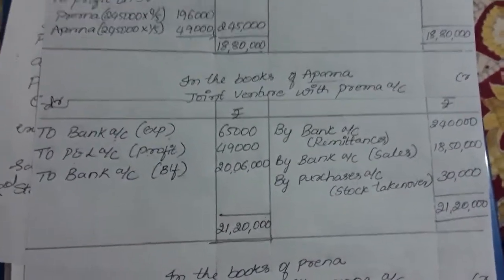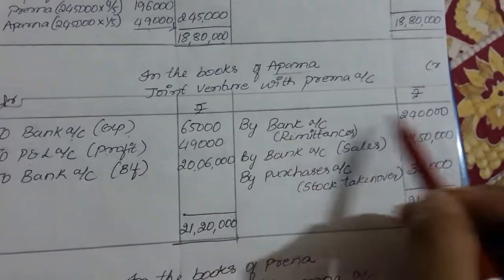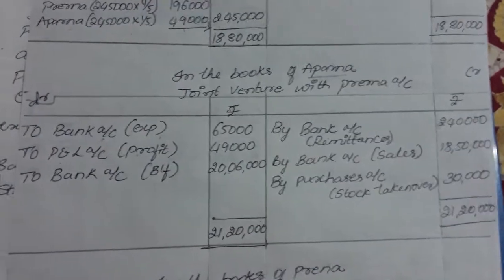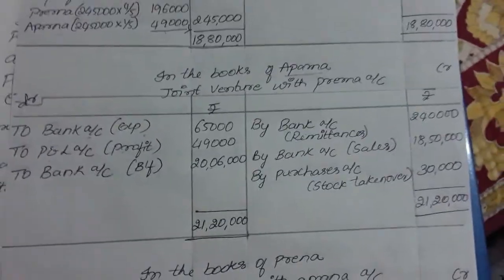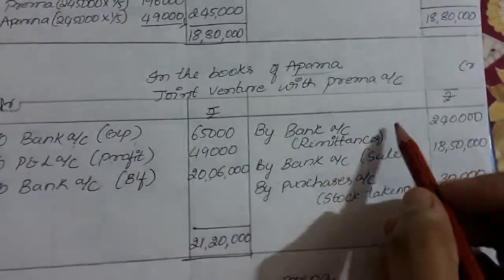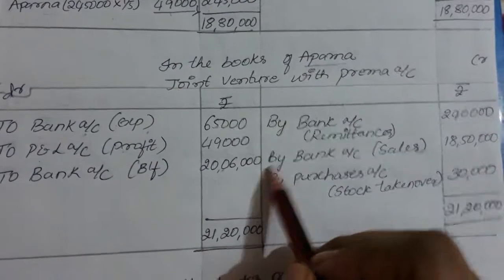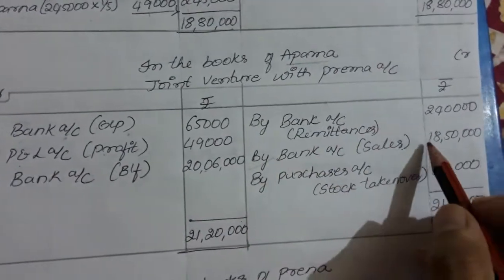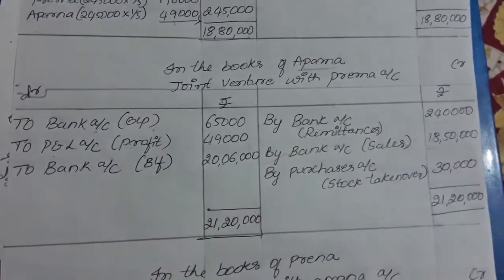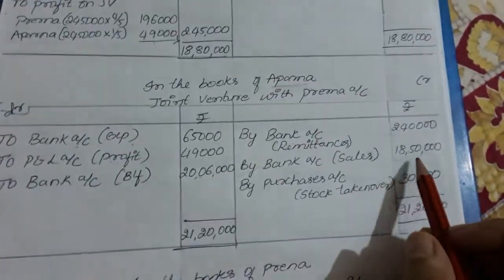For this purpose, by bank account, whatever remittance was made, the value given to Prerana needs to be recorded. The value paid to Prerana is 2,40,000, and that has been recorded. By bank account, the sales made by Aparna, as you all know, need to be recorded.